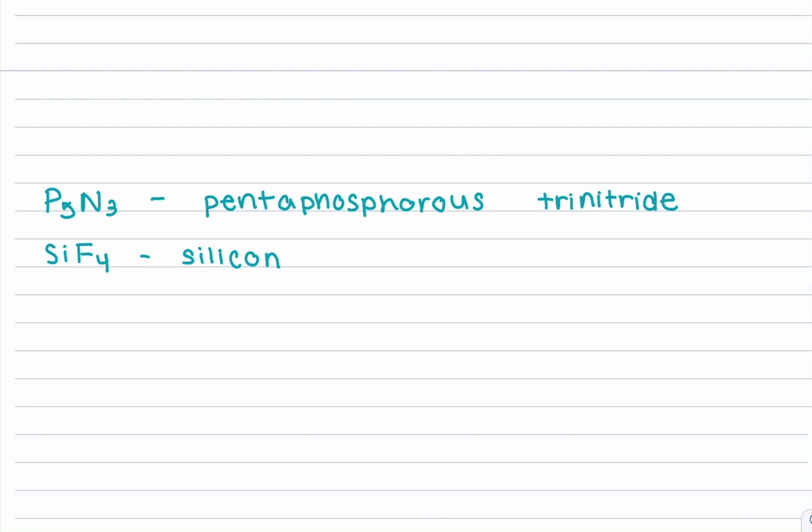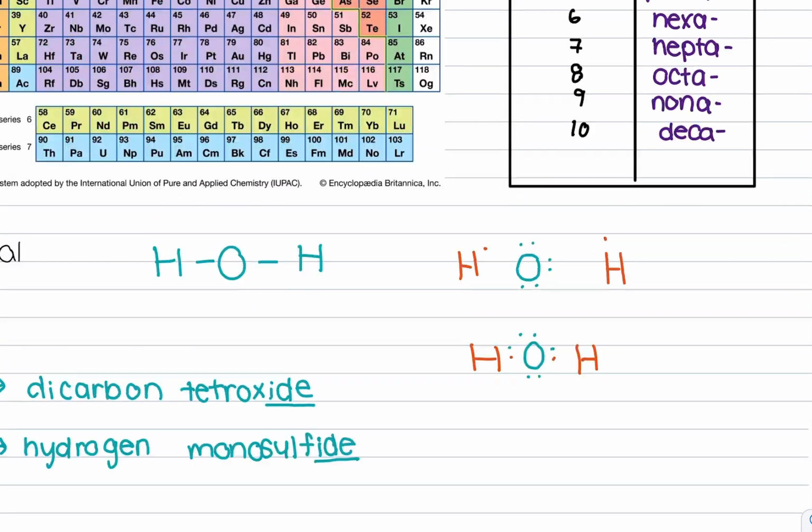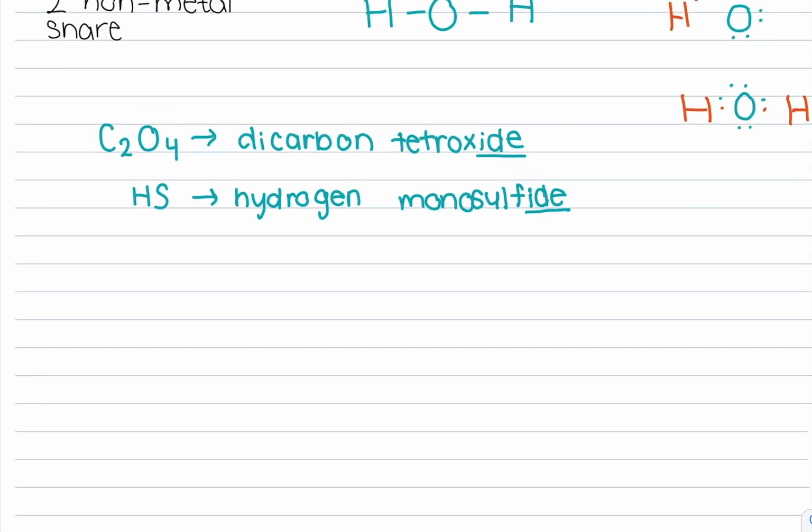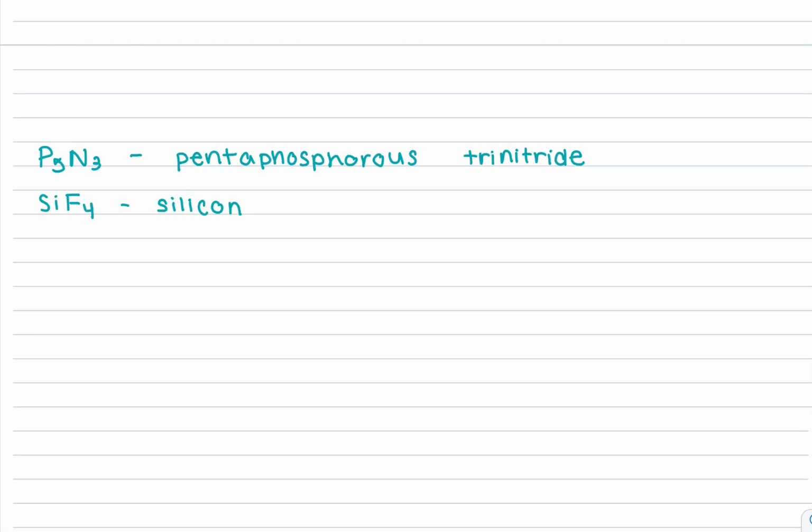So we need to look at our chart, check what 4 is. It is tetra. So then in front, we're going to put silicone, tetra, and then if you remember our ending, it's going to be fluoride. Just like that.